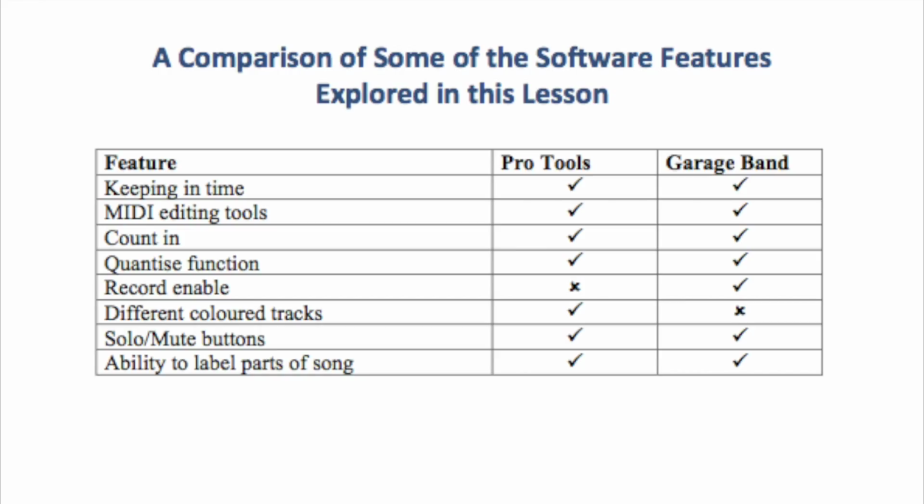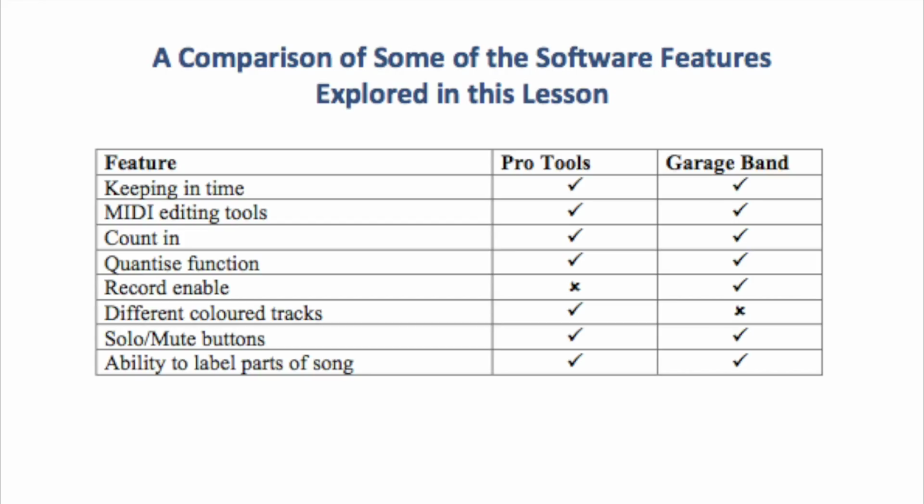Both programs offer you a count-in function. Pro Tools allows you to change the type of sounds that you have for the count-in. GarageBand simply has a default sound. Both programs allow you to quantize. Only Pro Tools has record enable, GarageBand does not.